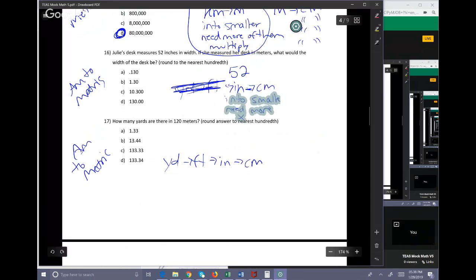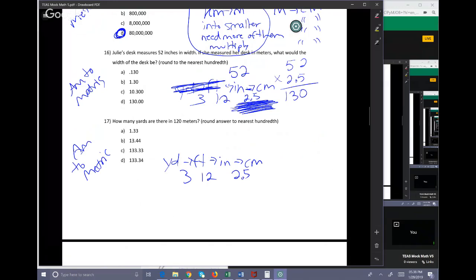We're still in inches to centimeters. Always have these numbers filled in. I'm always kind of lazy when I do my flow chart. There should be a 3 there, a 12 there, and a 2.5 there every time that you use this flow chart. So right here you have 2.5 centimeters to each inch, which means you're going to take 52 times 2.5 to get your quantity of centimeters. That's going to be 130.